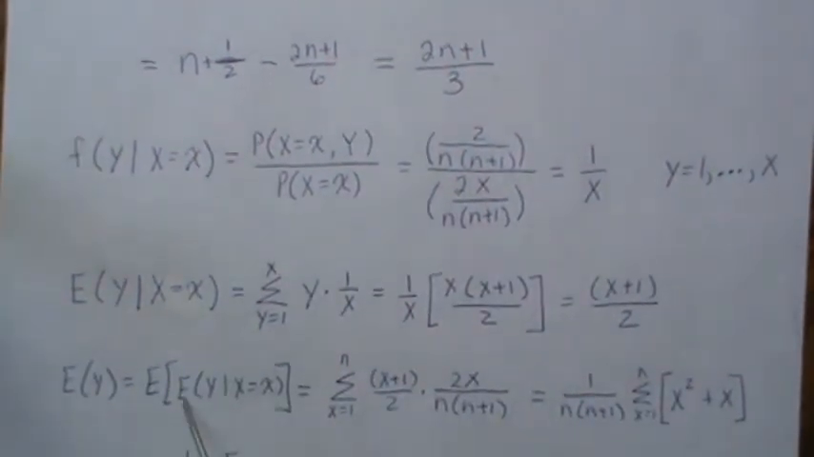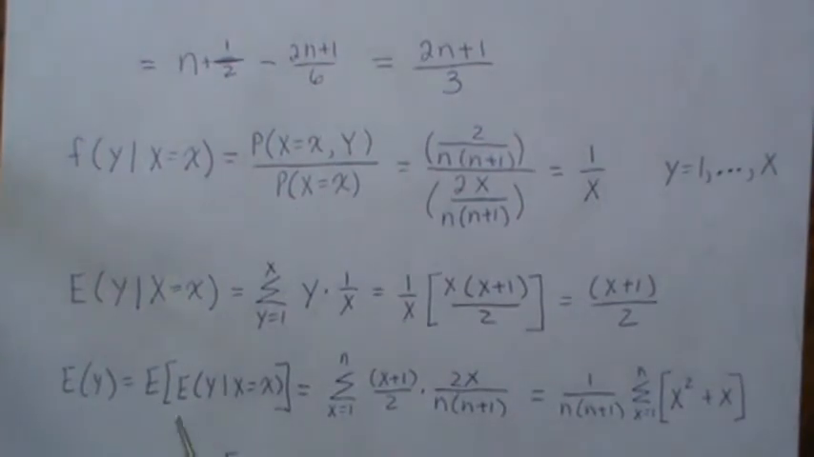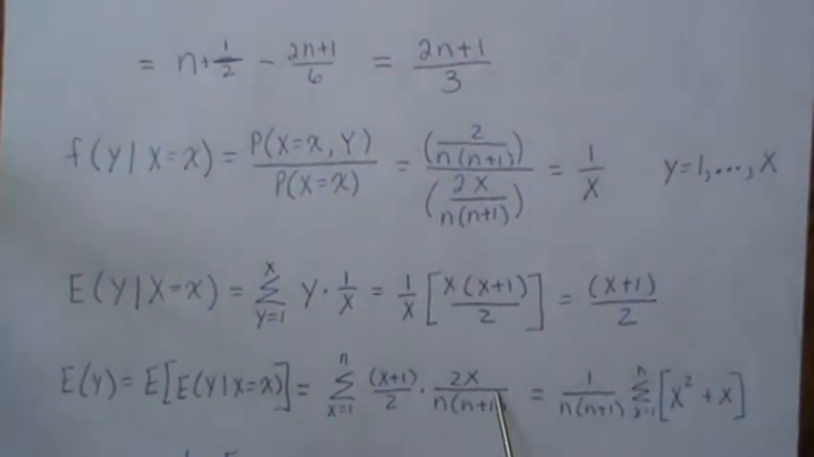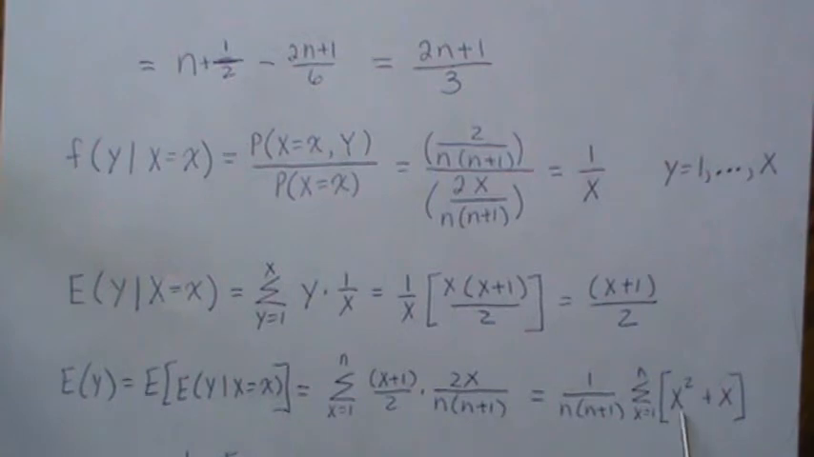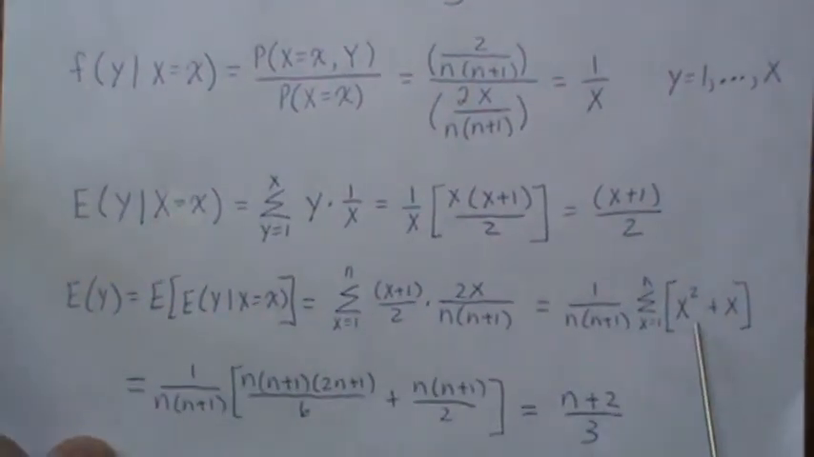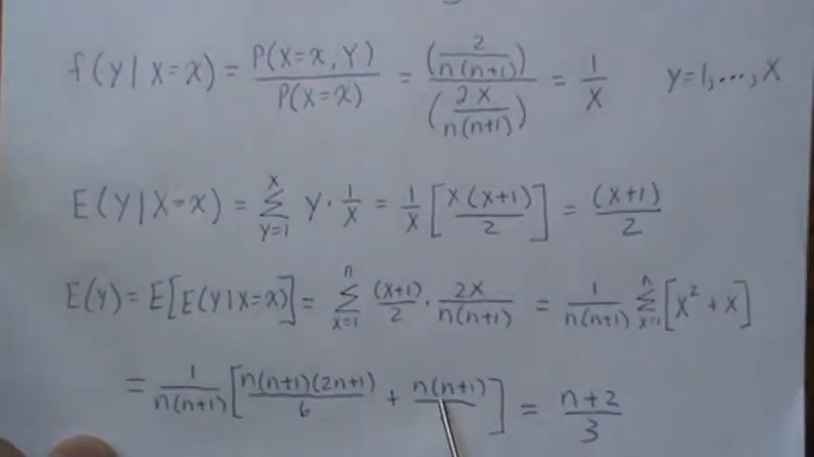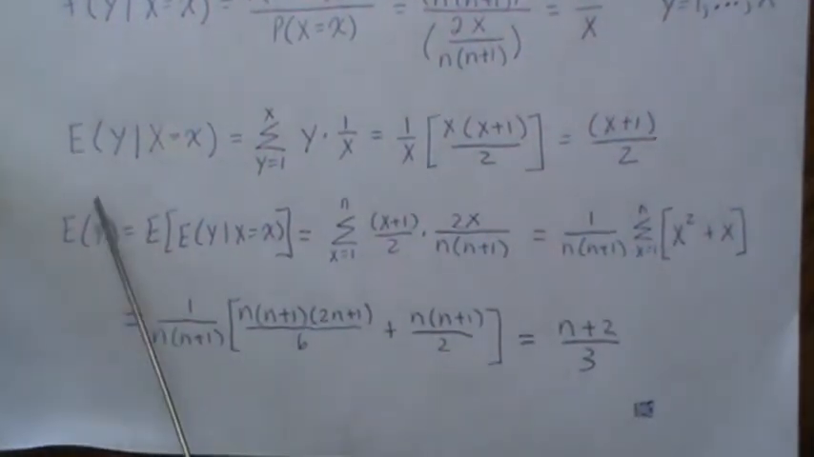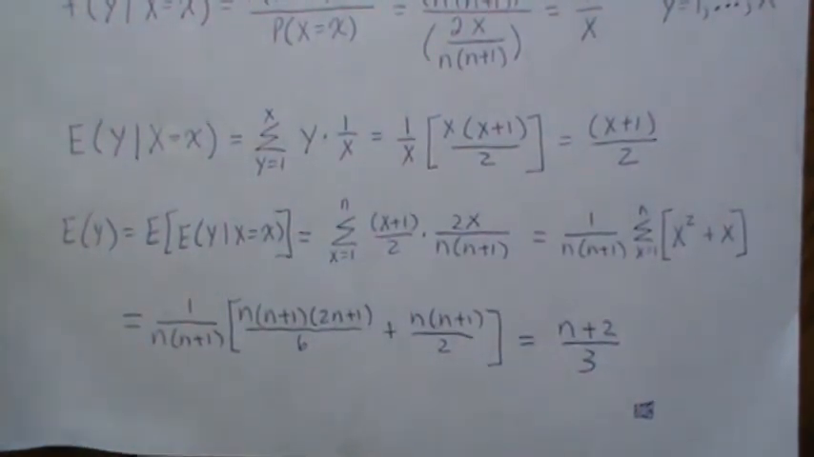So now let's do this formula. The expected value of y is the expected value of this quantity. And this is a function of x. So we take this, which is the expected value of y given x, times the marginal of x, which we calculated on the previous page. Now take out the constants, the 2's cancel, and we're summing x squared and x. Those get passed to here, multiplied out, we get n plus 2 over 3, which is the exact quantity that we got for the expected value of y on the previous page.